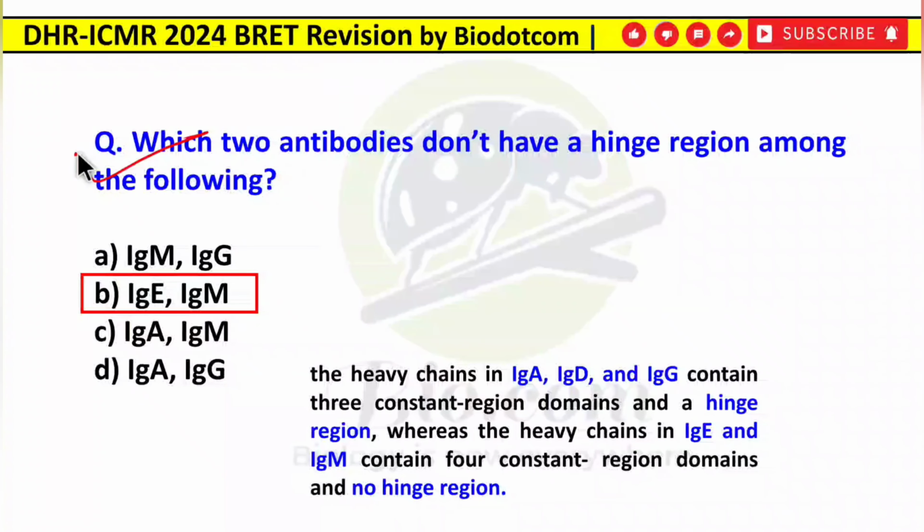Which two antibodies don't have a hinge region among the following? IgM IgG, IgE IgM, IgA IgM, and IgA IgG. So it is IgE and IgM. The correct answer for this question is IgE and IgM.